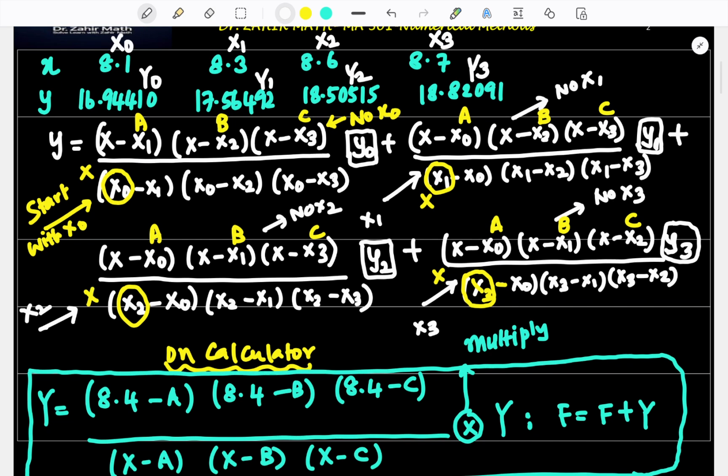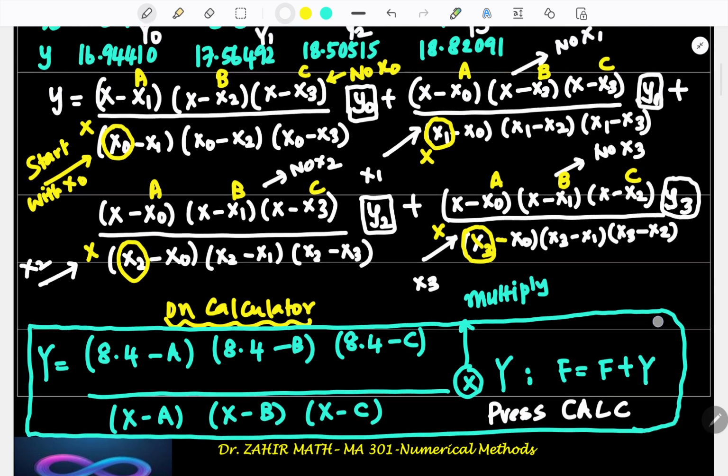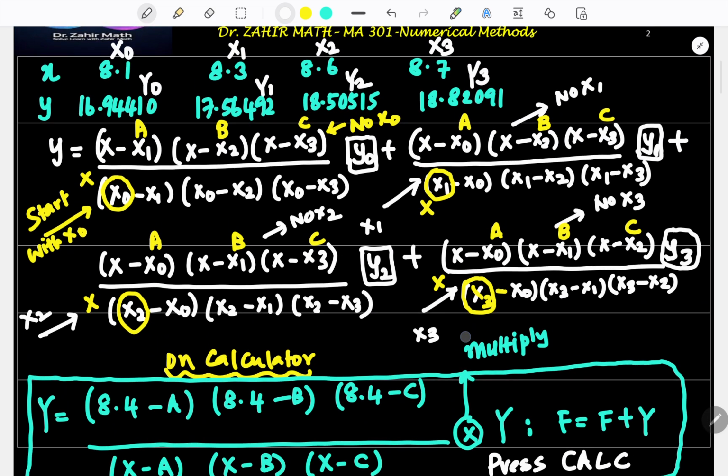Let us start now. Press calc. After typing this one, press calc. When you press calc, let me start. What it's asking, I'll tell you. When you press calc, it will ask you a question mark. So what is your A in the first one? This is the A. What is your A here? X1. What is your X1?